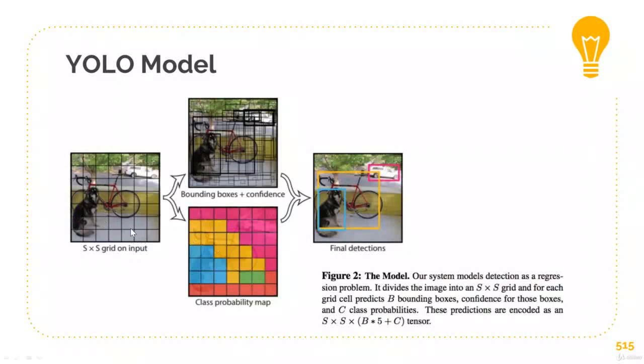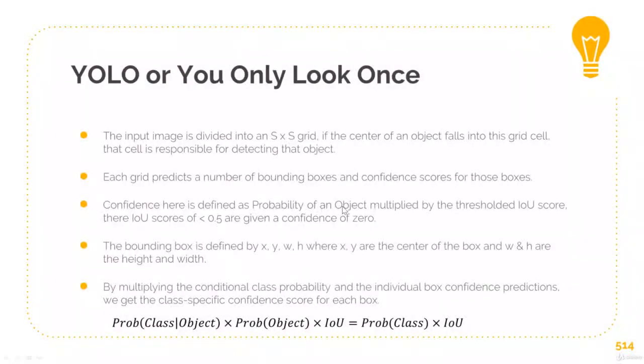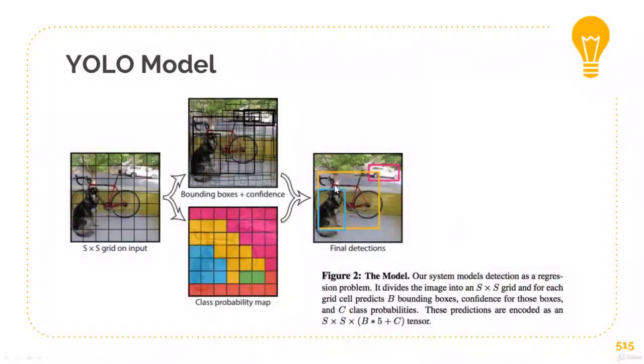So this is the S by S grid here. These are the bounding boxes that we generate from each cell, plus the confidence. This is the class probability map. The class probability map basically indicates the probability of an object multiplied by the threshold score, okay? And then these are the final detections here. So you can see there's this blue object here, which would belong to the class probability of a dog. Then there was a bicycle, and then there was a background, which ended up being a car.